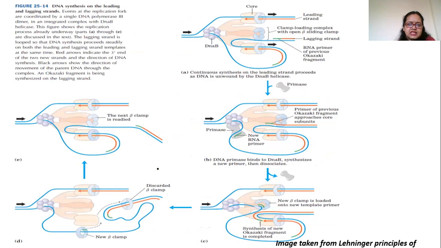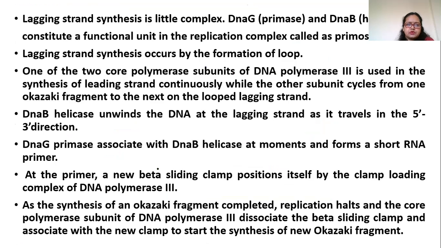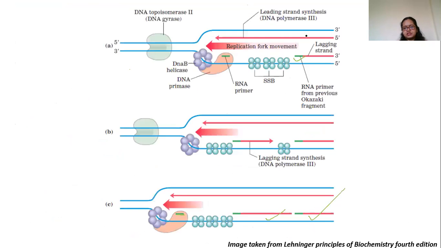Now here we can say that lagging strand synthesis is a little more complex compared to leading strand synthesis. How is it complex? DnaG primase and DnaB helicase constitute a functional unit in the replication fork called the primosome, which functions as a replication unit here. You can see that DnaB and DNA primase are together, forming a primosome over the other parental DNA strand on which the lagging strand is synthesized. So the primosome is required for lagging strand synthesis.